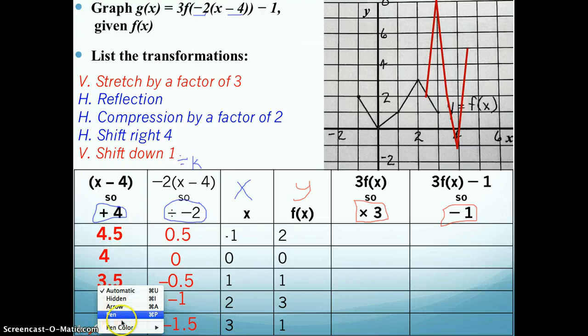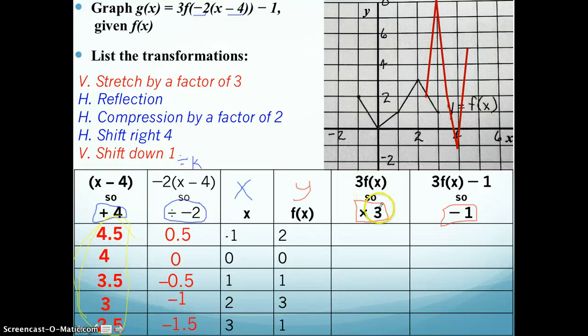So let's get this in yellow. In my new function, my transformed function, these are all the x values for all the coordinates I'm about to plot. So they were -1, 0, 1, 2, and 3. Now they're going to be 4.5, 4, 3.5, 3, and 2.5. All those x values have changed. Now we're going to talk about those y values.